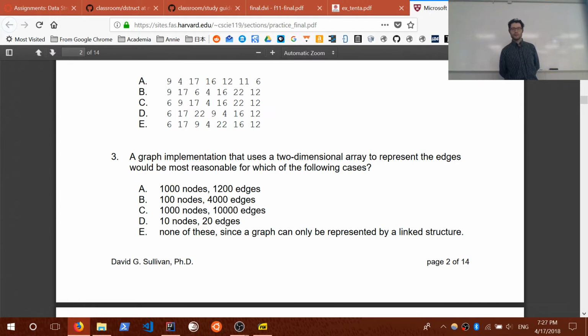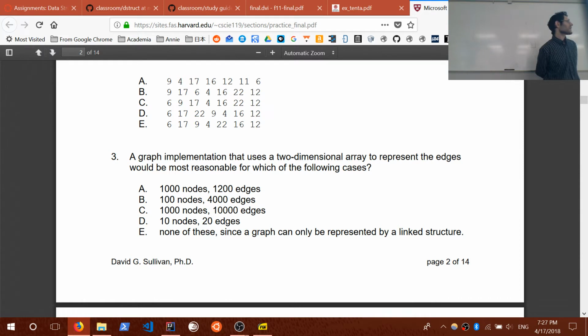None of these, because a graph can only be represented by a linked data structure. So we can rule E right out, because if you've been paying attention today, you know there are two ways to represent a graph. They are adjacency list and adjacency matrix. An adjacency matrix uses a 2D array, which is what we're talking about, right? So this problem is obviously talking about a 2D array. Now, using a 2D array, those are best for either sparse or dense graphs.